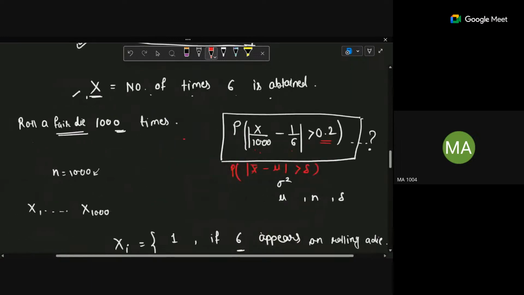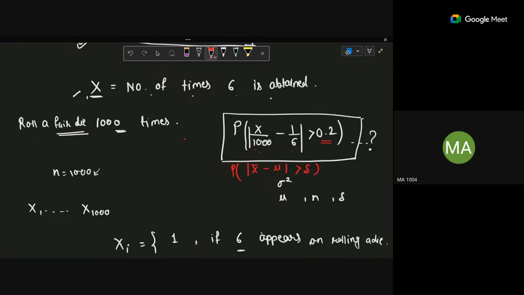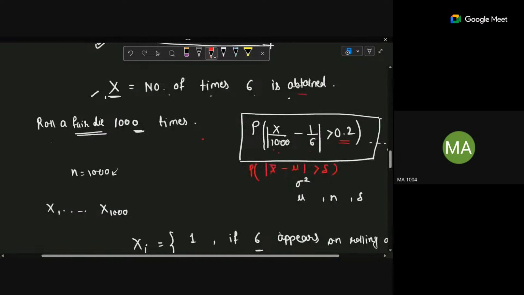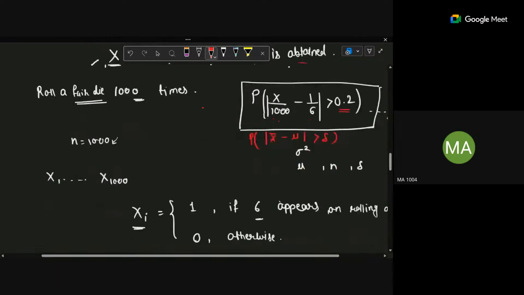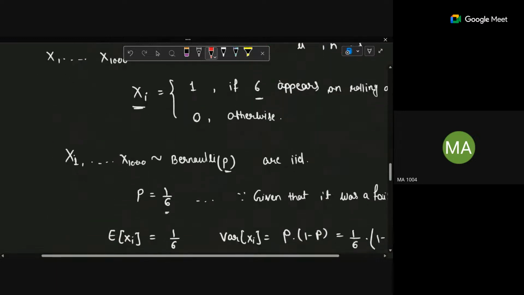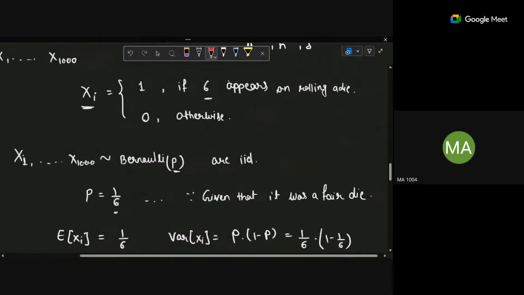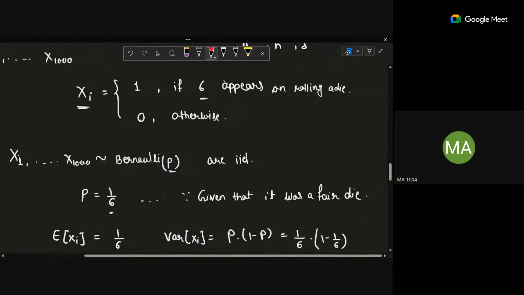So the given information was that a fair die was rolled 1000 times, and X denotes the number of times 6 appears. From these 1000 rolls, we deduced that the sample size is 1000. So I created one random variable Xi, which gives 1 when 6 appears and 0 otherwise. When we have two outcomes, the random variable is a Bernoulli random variable, right?